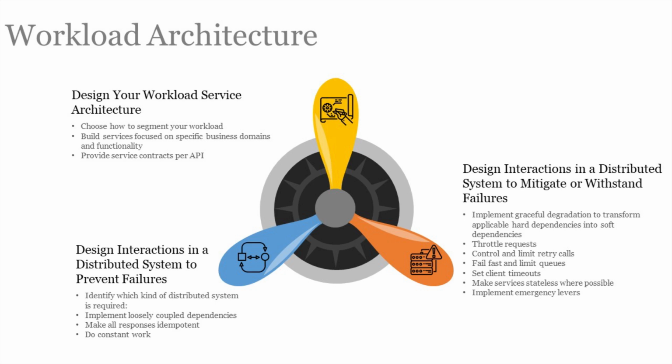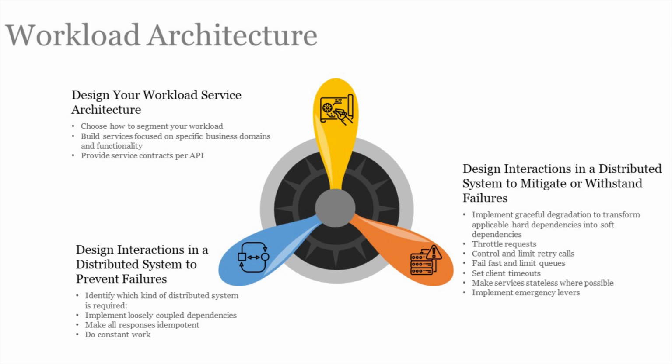2. Design interactions in a distributed system to prevent failures. Distributed systems rely on communications networks to interconnect components, such as servers or services. Your workload must operate reliably despite data loss or latency in these networks. Components of the distributed system must operate in a way that does not negatively impact other components or the workload.